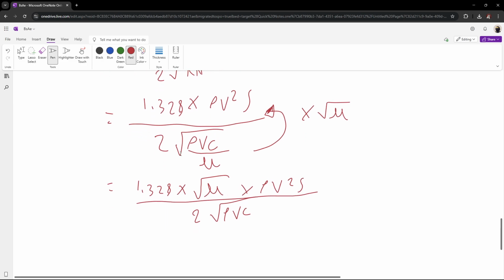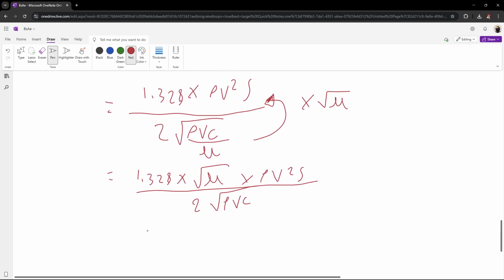Rho Vc. So to further simplify it, we know that we have a velocity here and a velocity here. So what you can do is cancel this velocity out, but in turn doing that would result in having to transpose this square root of the V. So what would happen is 1.328 times square root of nu times rho V to the 3 over 2.